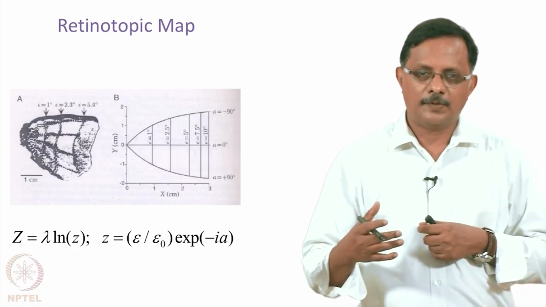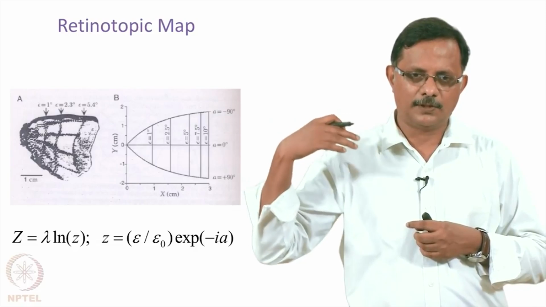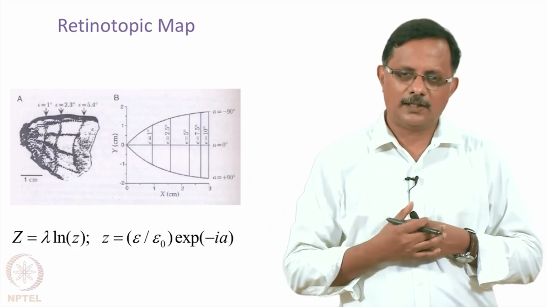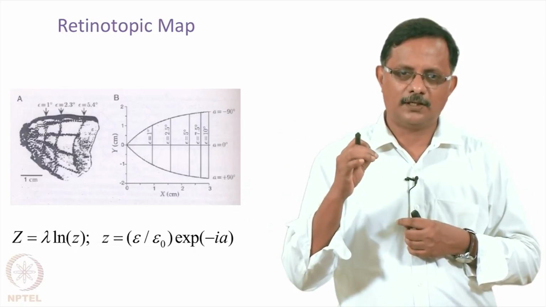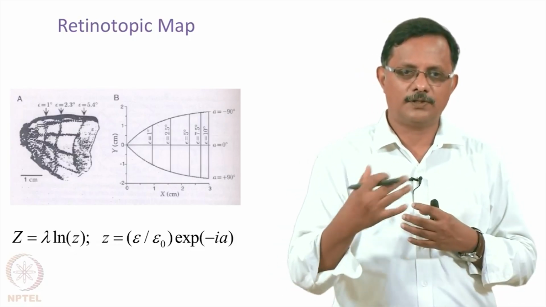Now, a retinotopic map basically tells you how the visual space is mapped onto the cortical space in the occipital lobe, in the primary visual cortex. Now let us look at the response of single neurons and what kind of maps they form about the visual input.